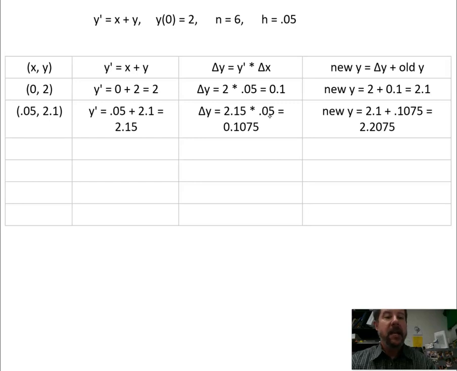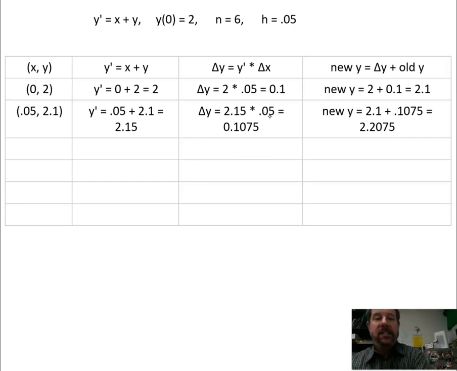Now I'm going to find my new y. I take the old y, 2.1, and add that new delta y, 0.1075, and now I get a new y of 2.2075. So what we did is we used one tangent line to estimate a new point. Now this is using that new tangent line and finding a new, better approximated point. And again, I'm going to keep doing this. I'm going to keep adjusting as I go.